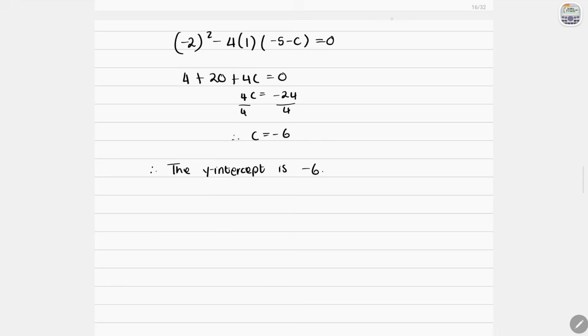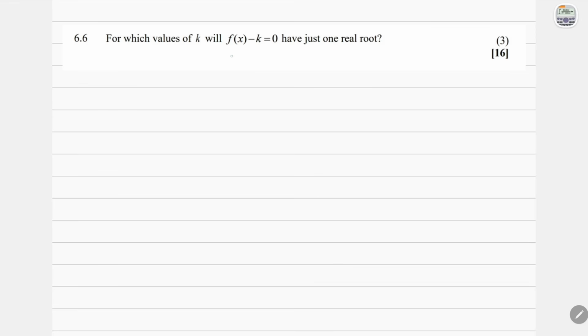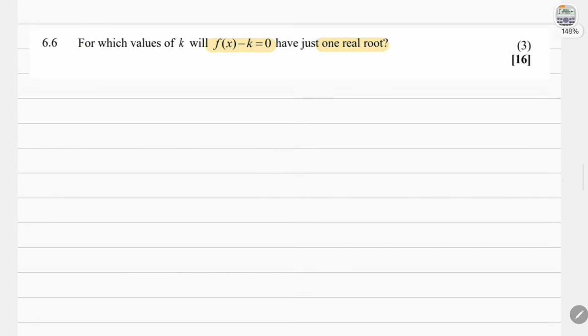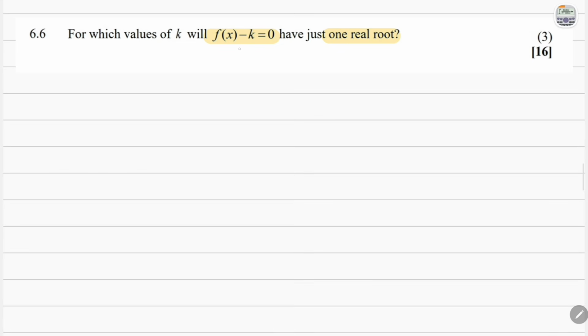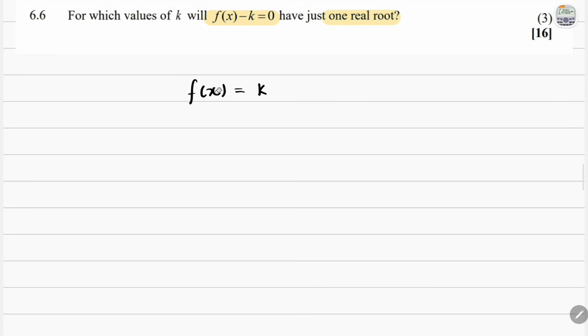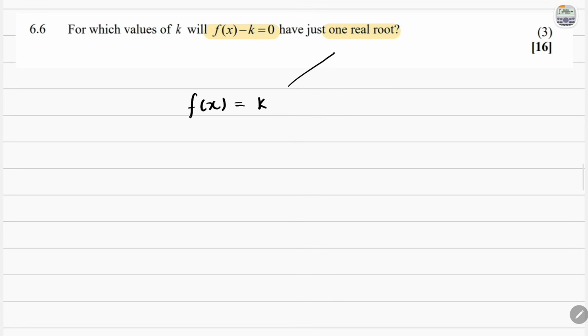Moving on to the next question. Question 6.6 says, for which values of k will f of x minus k equals 0 have just one real root? F of x minus k equals 0. Okay, we can look at the graph really for this, because if we're saying f of x minus k, if you transpose that k, and now it's positive k, what you're saying is for which values of k will f of x is equal to k have one real root, meaning for which values of k will this intersect with the parabola once.